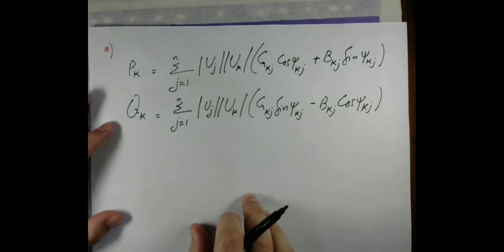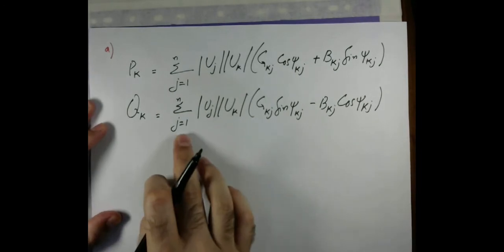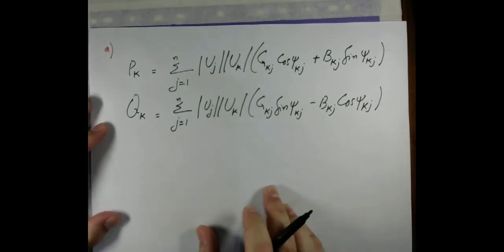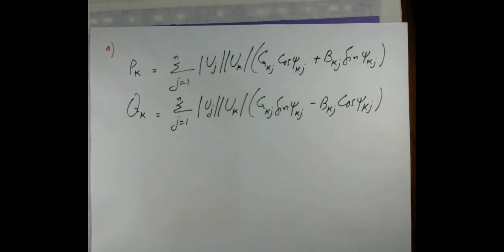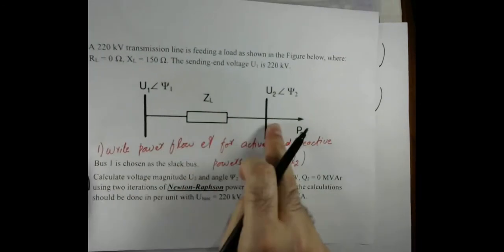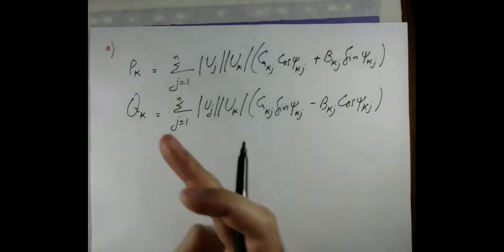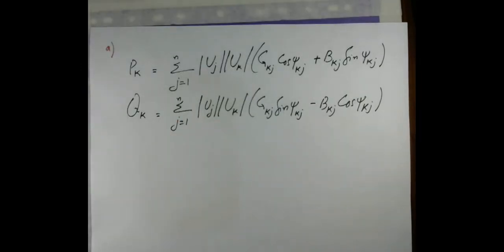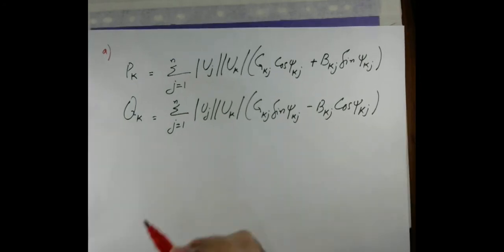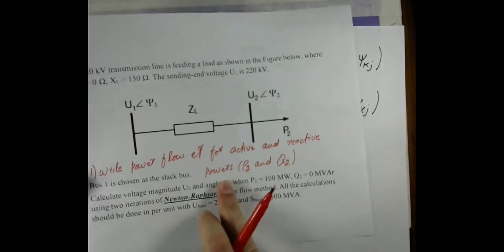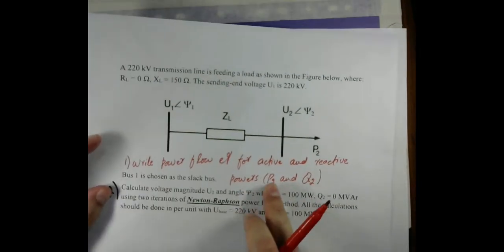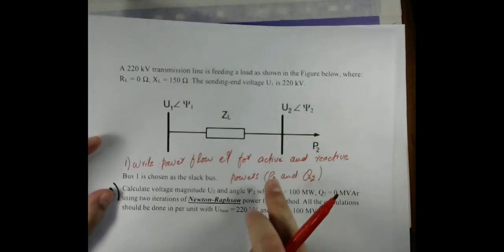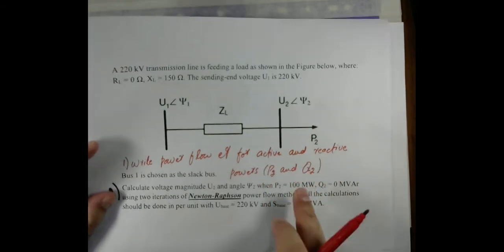Now j varies from 1 to n, depending on the number of buses in a particular network. As the problem we are solving has only two buses, it will vary from 1 to 2, so it's only a two bus system. Now let me write the power flow equation for the active and reactive power, that is P2 and Q2, which are the powers on the load bus. So let me now write the expressions.